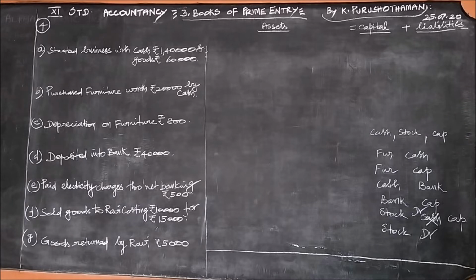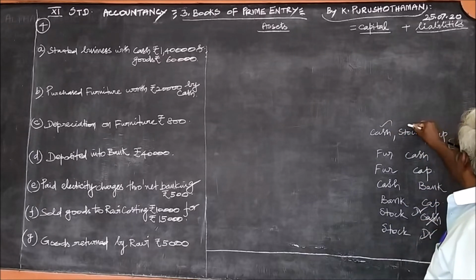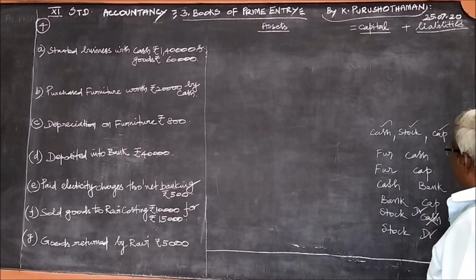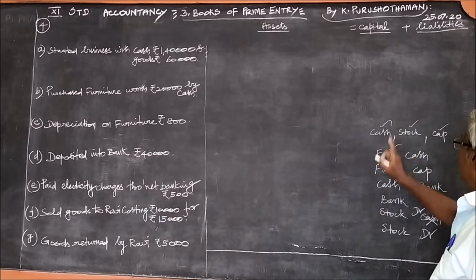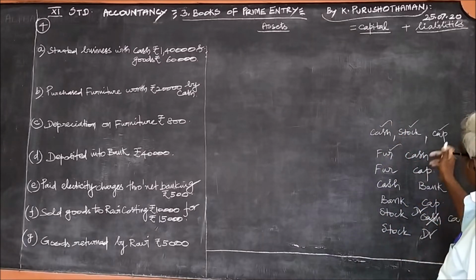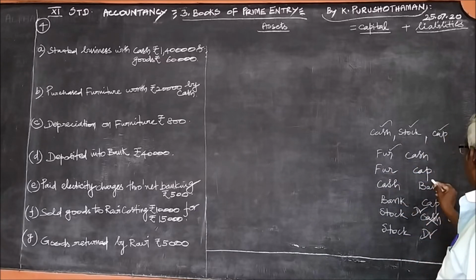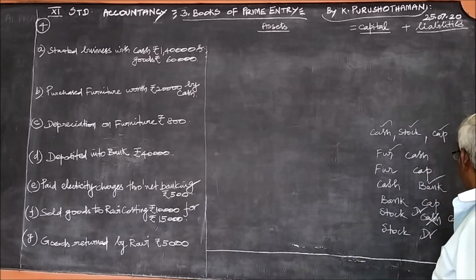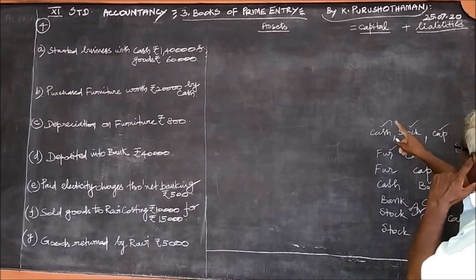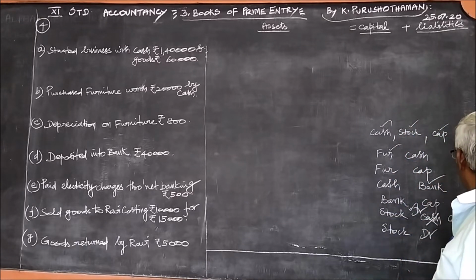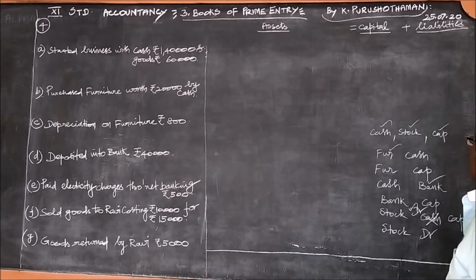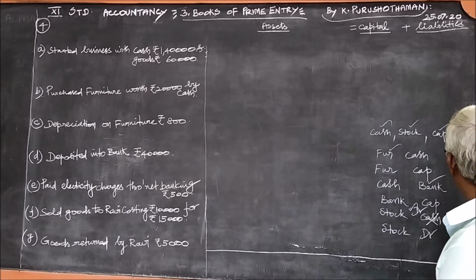So from this we should collect the different assets. What are they? 1 cash, 2 stock, then right hand side capital, then furniture. Cash already selected, furniture already selected, capital already selected, bank already selected, stock is there already, debtor we must write, and the capital, everything is there. So 1, 2, 3, 4, 5, 6. There are 6 items here, and out of those 6 items, we should select what are the assets and what are the liabilities here.